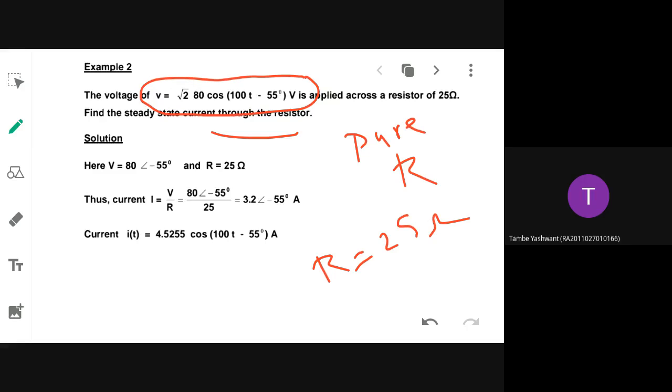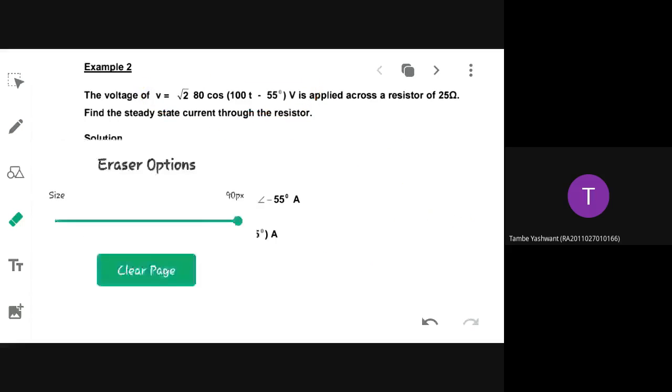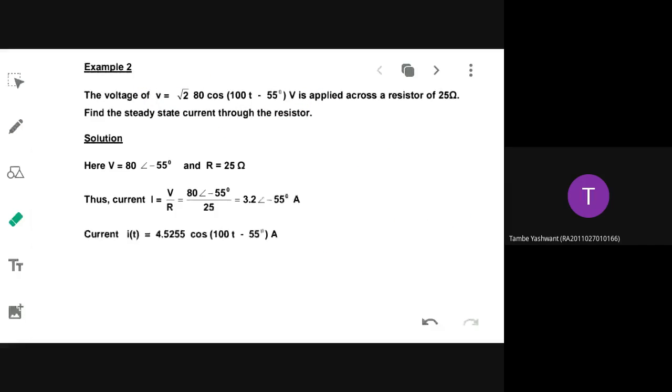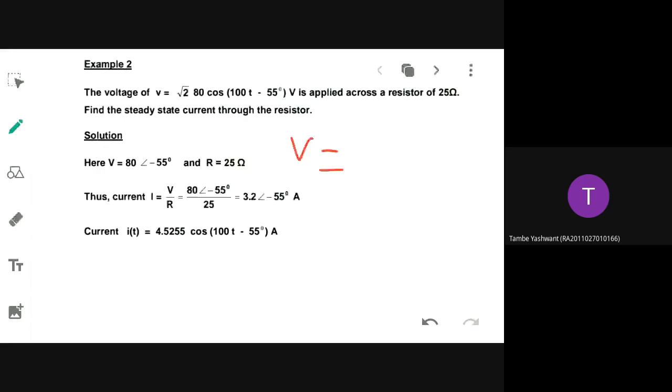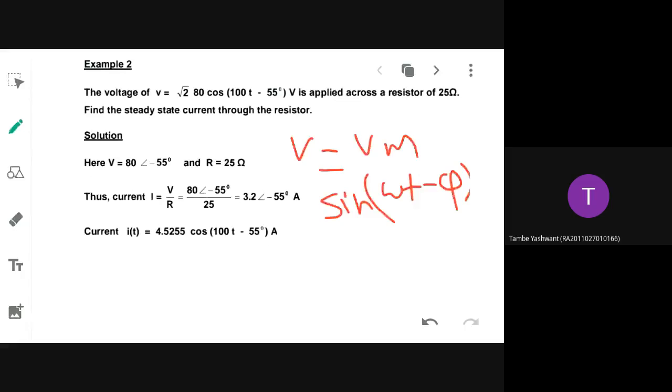By Ohm's law. Ohm's law, how will you do? There is a big complicated expression for voltage that is given. V is equal to IR. Yes, it is correct only. But first you have to process the voltage equation. What are the things that are given in the voltage expression? You know how to generally represent any sinusoidal quantity. It will be Vm sin omega t plus or minus phi.